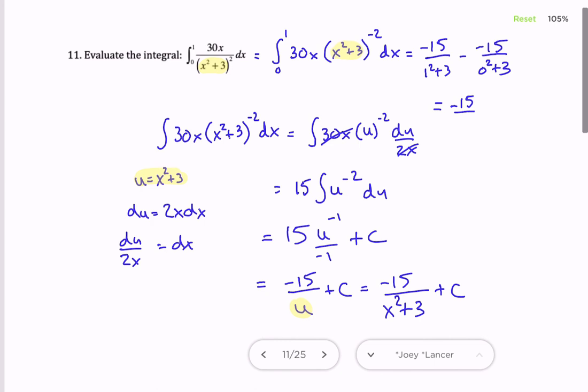Here we have negative 15 over 4, and then plus 15 over 3. If we simplify that, 15 over 3 is 5. And then 5 is 20 over 4. And so we're left with a positive 5/4.